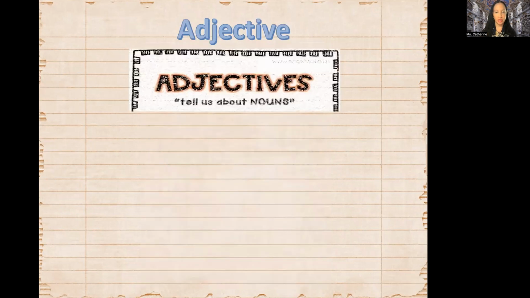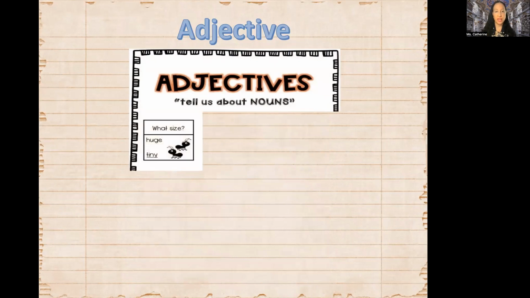Okay, now an adjective. Remember what adjectives are? They tell us about the nouns. They describe them. So for example, in this picture, we see two ants. They are tiny. There are tiny ants.